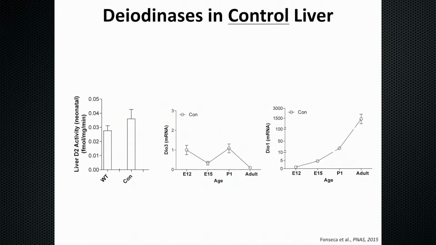There's also D3 and D1 mRNA. D3 levels fluctuate throughout embryologic development, whereas D1 levels increase steadily to reach very high levels in the adult, which we know.